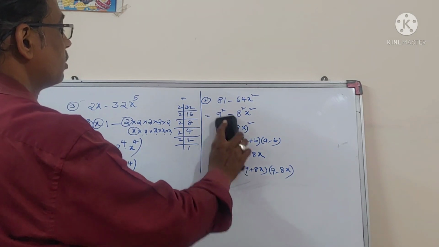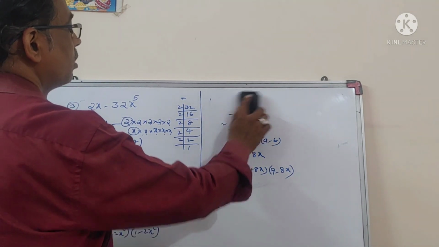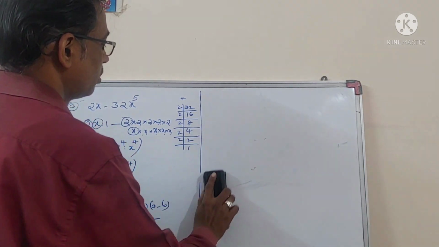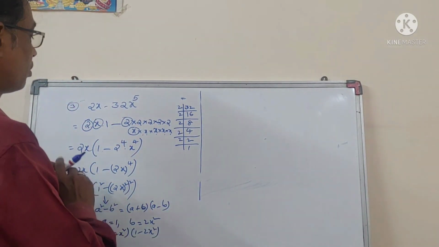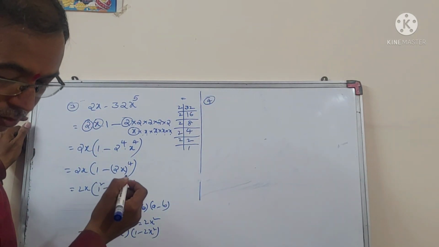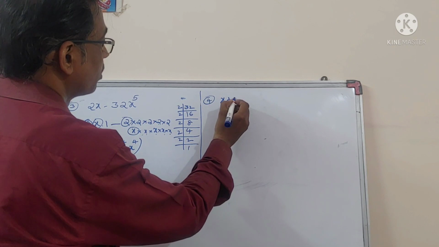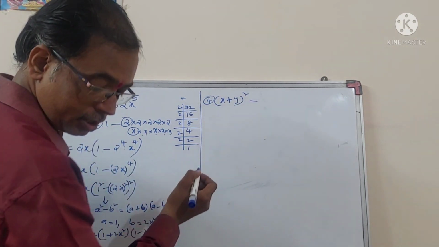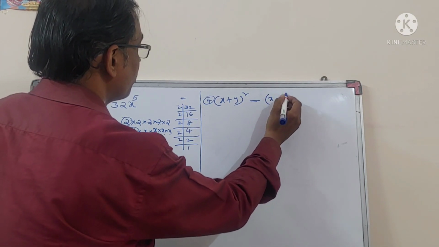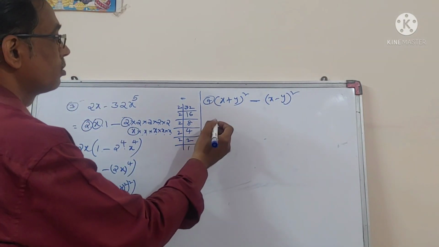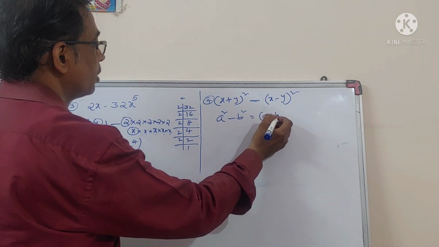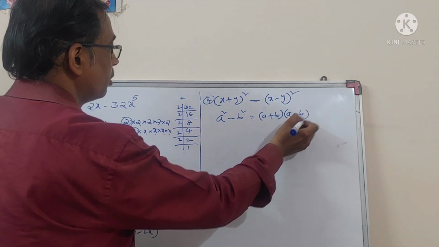So these are the practice sums, in which all the formulas we learned earlier are applied. Here we have (x plus y) whole square minus (x minus y) whole square. In this also we can directly apply the a square minus b square formula, so we can write it as (a plus b) into (a minus b).